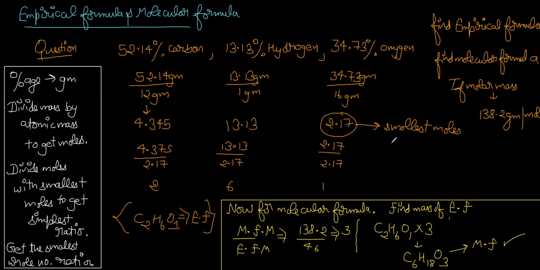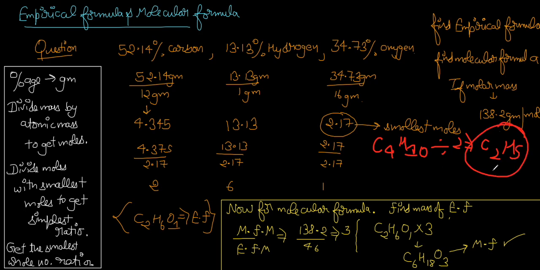Now let's say they've given you C4H10. So divide by 2, you'll be getting C2H5. You cannot simplify it further. If you try to simplify it further, hydrogen will be converted into a decimal. And hydrogen cannot be in a decimal format. Atoms cannot be in decimals. So this was the molecular formula. This was the empirical formula.